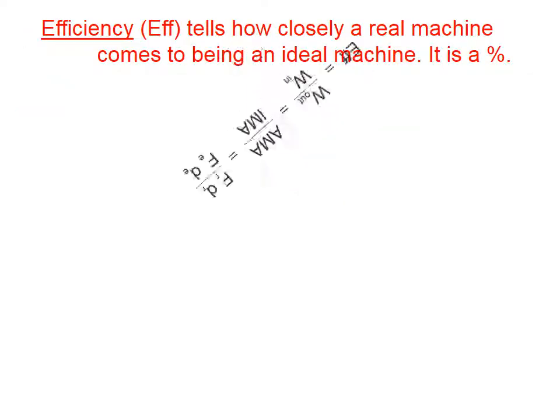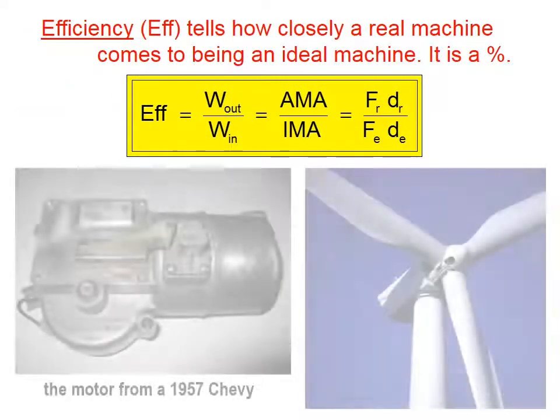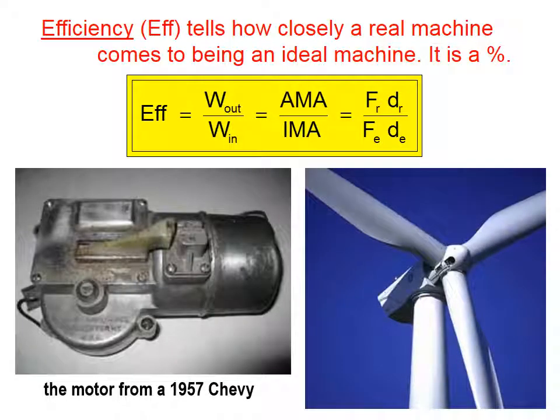Efficiency tells how closely a real machine comes to being an ideal machine. It is a percentage. So here are a series of equations, any of which could be used to calculate the efficiency. The output work divided by the input work, or the actual divided by the ideal mechanical advantage, or FRDR divided by FEDE. And then we would want to multiply each of these by 100 in order to put them in a percentage form.